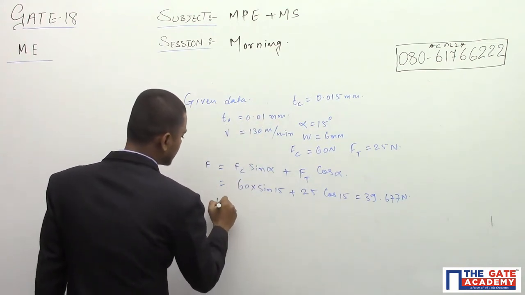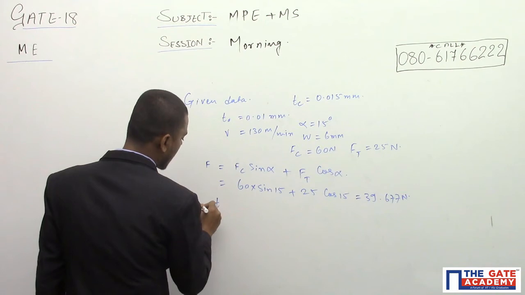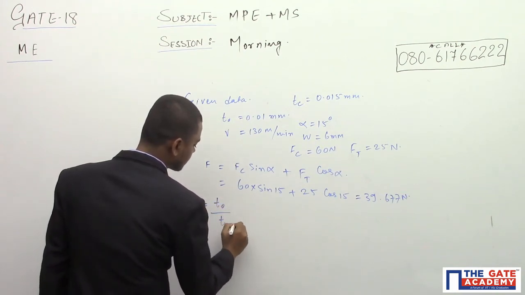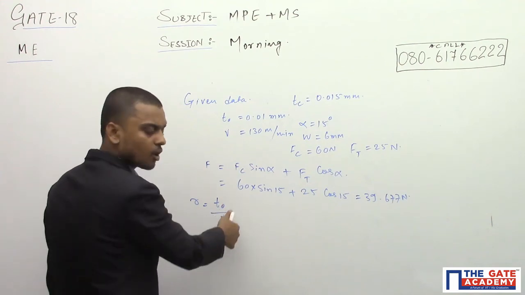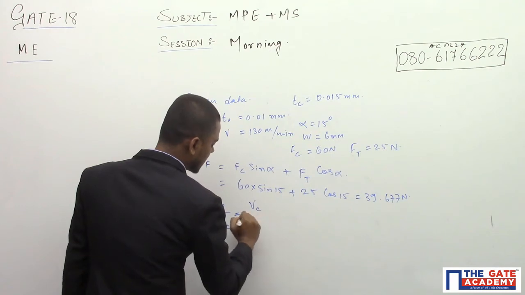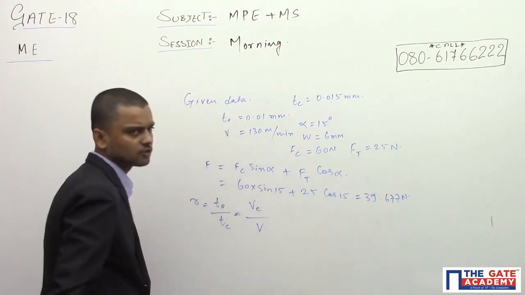And now we have the chip thickness ratio, it is given. So we know the chip thickness ratio, which is equal to R, is equal to T0 upon TC, that is uncut chip thickness upon the chip thickness, which will be equal to the chip velocity upon the cutting velocity.